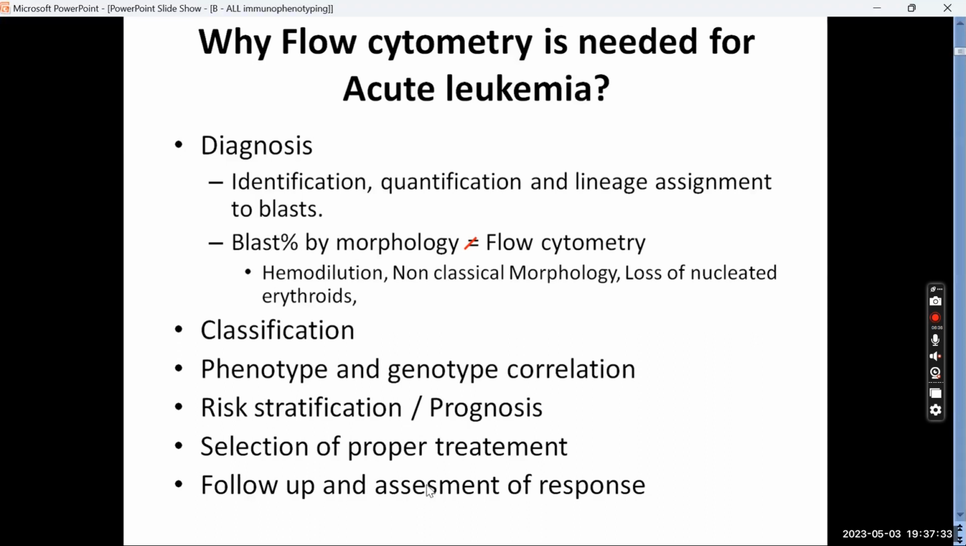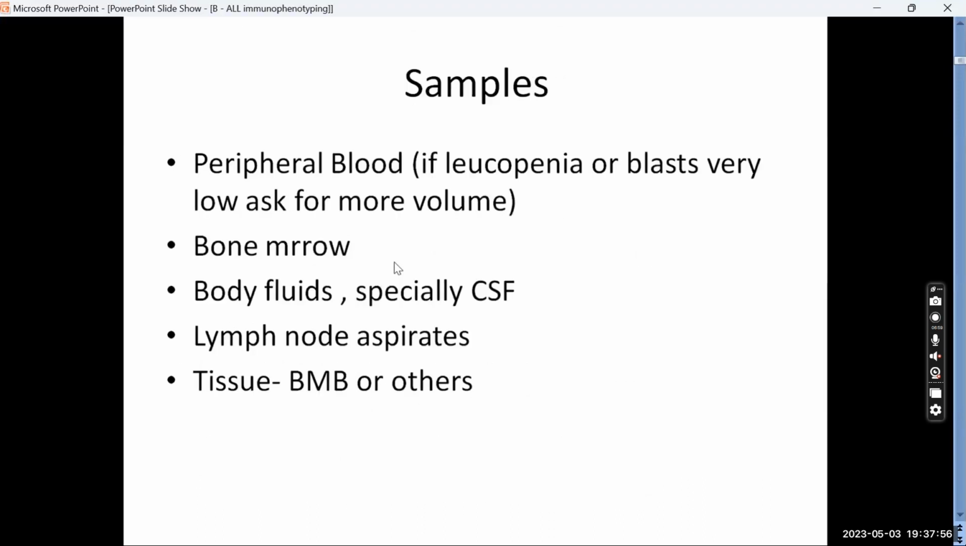Then follow-up and assessment of response. This is more related to minimal residual disease detection. After giving induction therapy, you can see whether the blasts have subsequently decreased or are still persisting. So that is a very important advantage also. These are the indications why flow has to be done in acute leukemias. We saw this last class, but I repeated it because it's important.